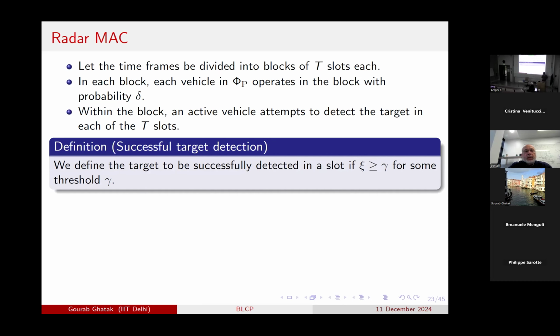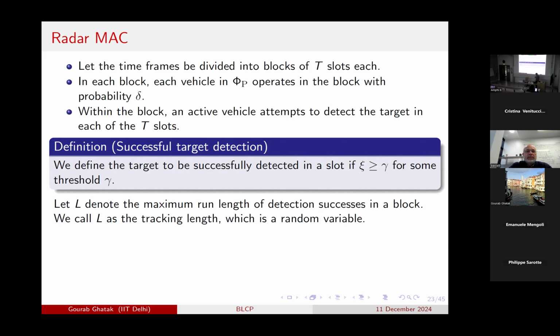Similar to before, we say it's a successful detection if in a slot your SINR is greater than the threshold gamma, which is classical. But let's say that capital L denotes a random variable, the run length of detection successes in a block, which means how many consecutive successes you have had. You can think about it as tossing a coin capital T times, and L is the number of successive heads that I have had.